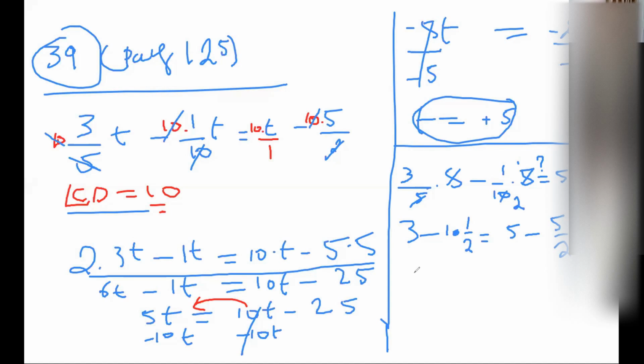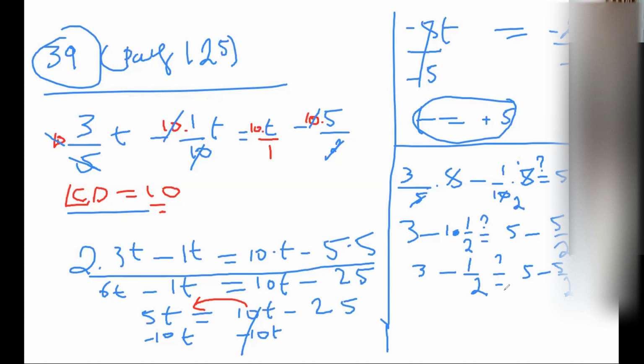Okay, so 3 minus 1 times 1/2 will be 1/2. Anything times 1 is itself. And 5 minus 5 over 2. We don't know yet if they're equal. They should be if we're correct.